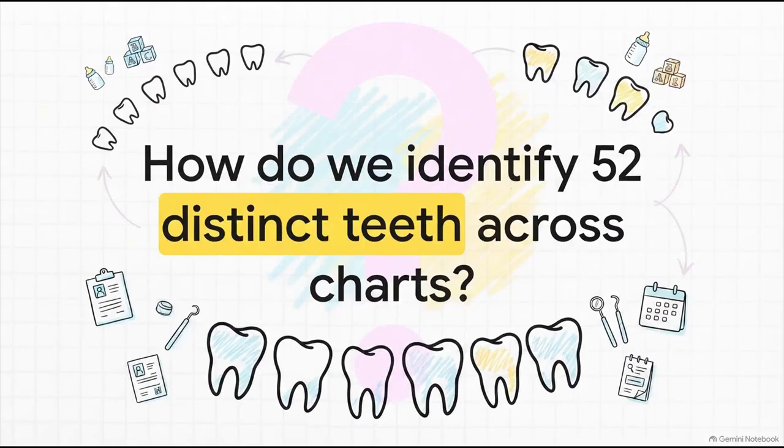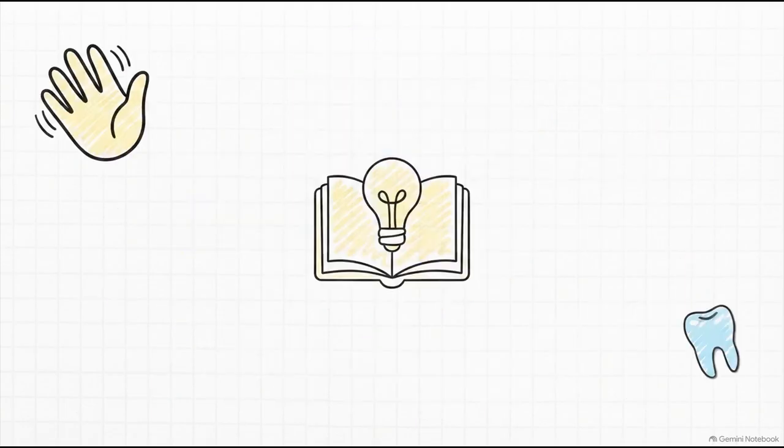So 20 baby teeth plus 32 adult teeth means there are 52 distinct teeth a patient might have over their lifetime. How on earth do we uniquely and universally identify all 52 of these accurately across every single patient chart without causing mass confusion? That's exactly what we'll tackle in Part 6 when we master the universal numbering system from 1 to 32 and A to T.